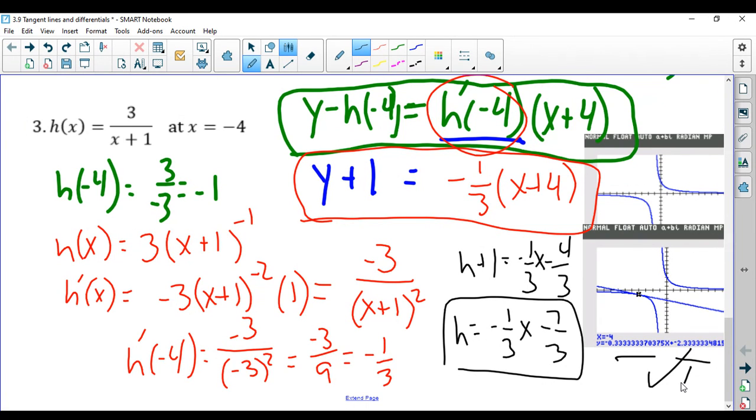Tomorrow we're going to find out how we're going to use these things to approximate values of functions. So make sure you're good at actually getting the equations of the tangent lines. See you tomorrow.